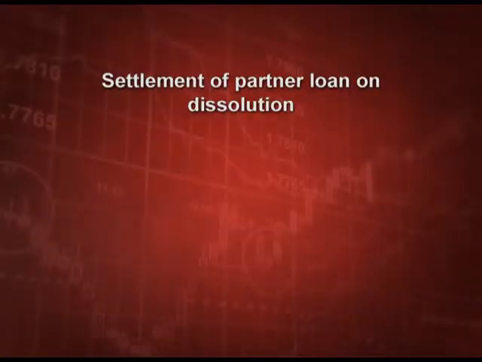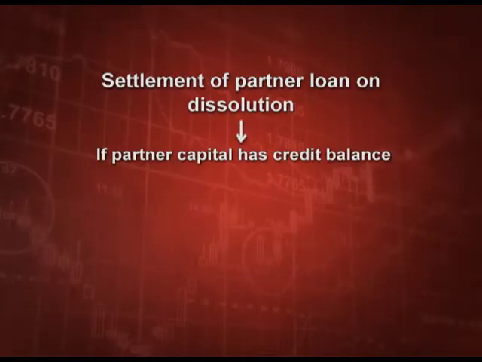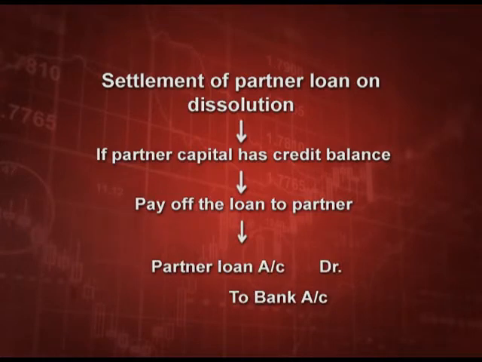Another important adjustment which many times comes in the exam is how do we settle the partner loan on dissolution? That is, partner capital is also there and the partner has given a loan to the firm also. Now, how do we tackle this situation? Let us take one by one. First case is if the partner capital has a credit balance and the loan is also on the liability side, that is credit balance. Now, what we will do is pay the loan back to the partner, and the entry will be partner loan account debit to bank.